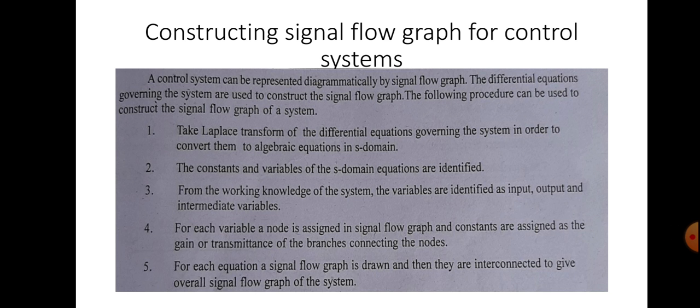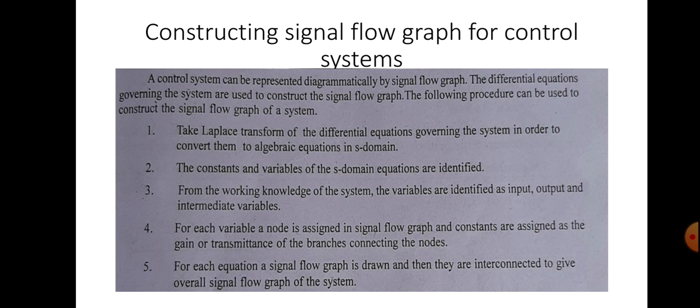A control system can be represented diagrammatically by signal flow graph. The differential equations governing the system are used to construct the signal flow graph. The following procedure can be used to construct the signal flow graph of a system. Usually we know that for drawing the block diagram for a system, first of all we will write the differential equation. Similarly, in the case of signal flow graph also, we will first write the differential equation.